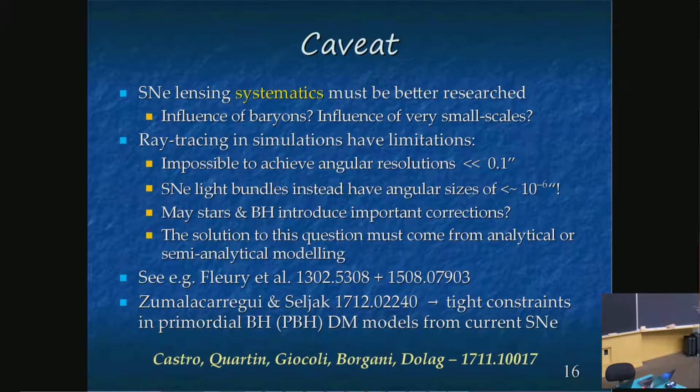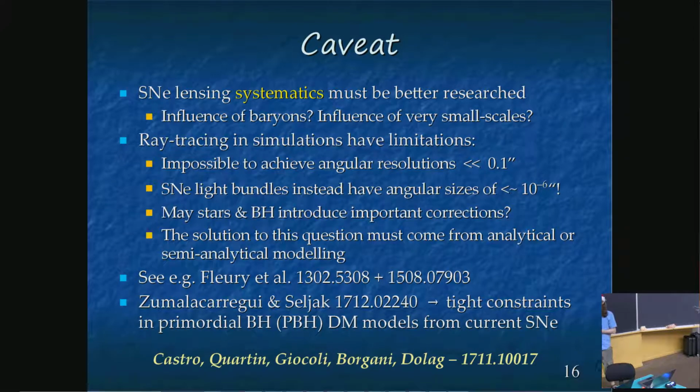But what about the very small scales? When you do ray tracing in simulations, let's forget the method I was describing. Let's do full ray tracing, the most brute force thing you can do. It still has big limitations. It's impossible to achieve in cosmological simulations big enough for this kind of thing angular resolutions much better than 0.1 arc second. But the light bundle of a supernova has an angular aperture of 10 to the minus 6 arc second. So you're extrapolating your simulation from 0.1 arc second to 10 to the minus 6, assuming that everything will be okay. You just have to wear a hat like this and say, I believe.